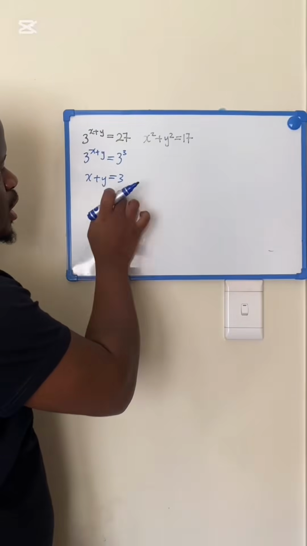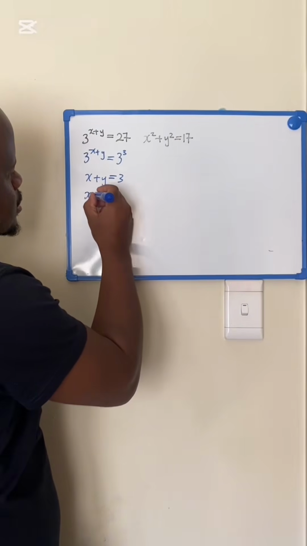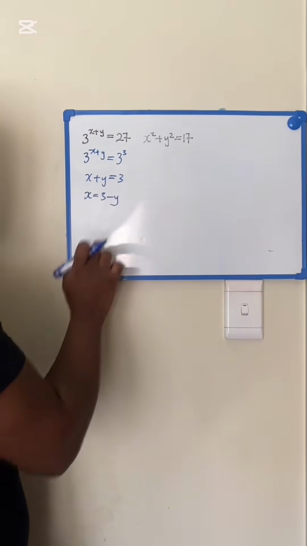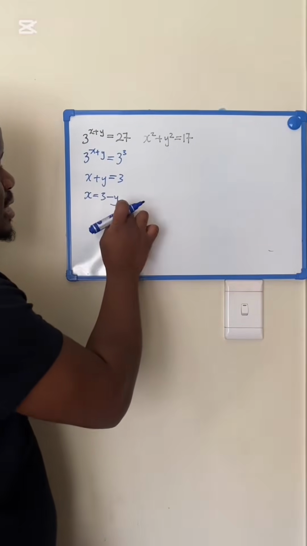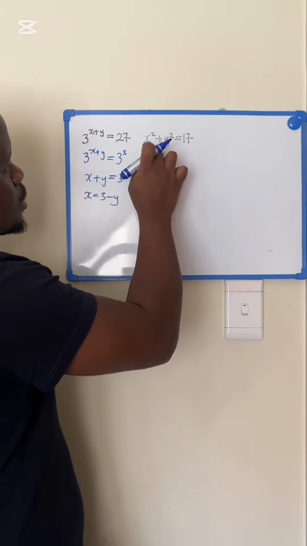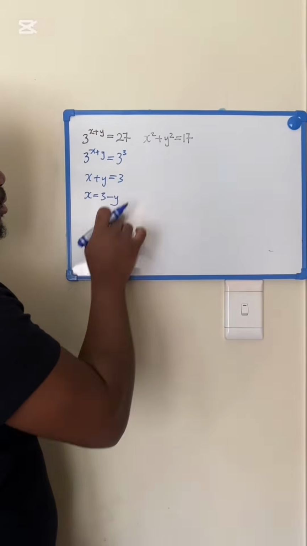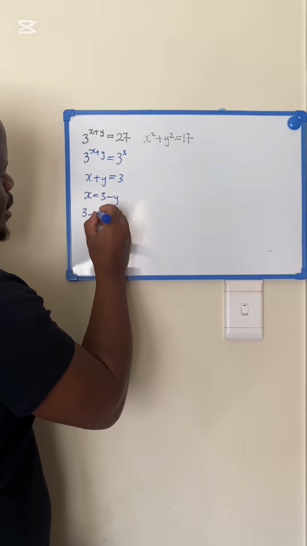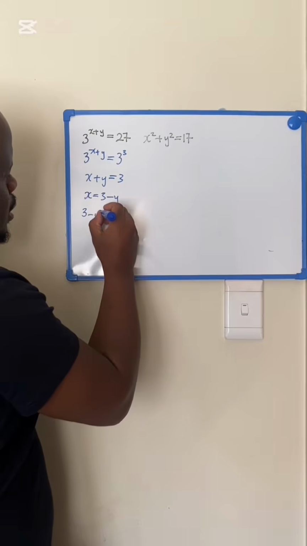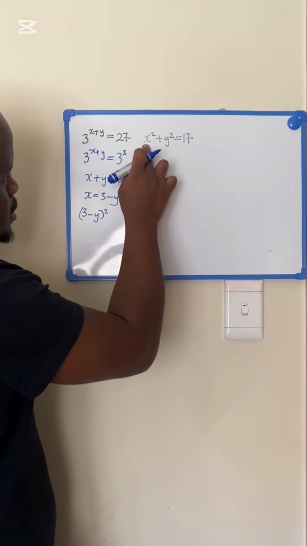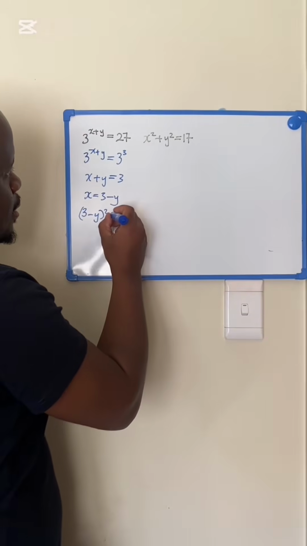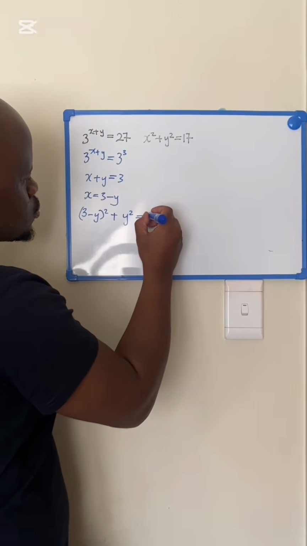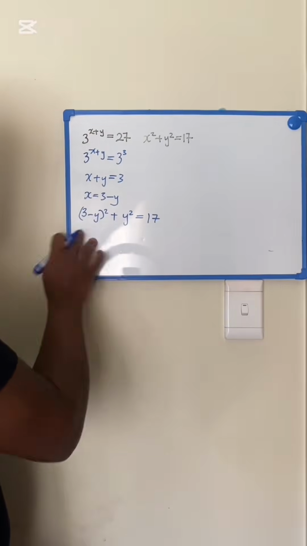Now, the best thing is to express one of these as the subject of the other. x is equal to 3 minus y. Do you see that? We moved y to the other side, and it became a negative. And then now you take this one and you put it into that equation, right? So where there is x, we put 3 minus y. So now we have (3 minus y) in brackets squared, because here x is squared, so it means we need to also square that one, plus y squared is equal to 17, right? So this is what you have.